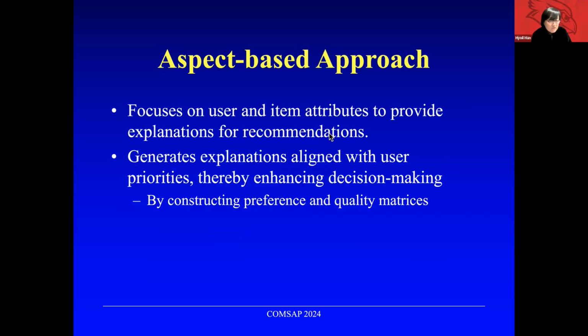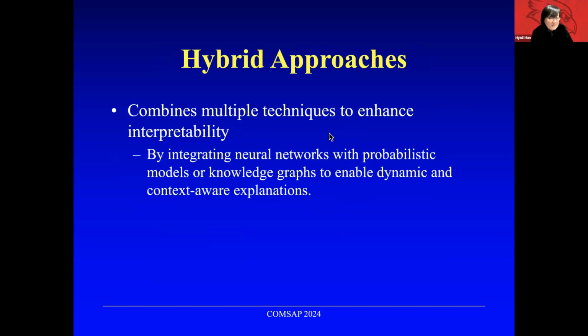This approach focuses on user and item attributes to provide explanations for recommendations. It generates explanations aligned with the user's priorities, thereby enhancing decision-making. It constructs preference and quality metrics and uses them to generate explanations. The last one is hybrid approaches, which combine multiple techniques to enhance interpretability, by integrating neural networks with probabilistic models or knowledge graphs to enable dynamic and context-aware explanations.